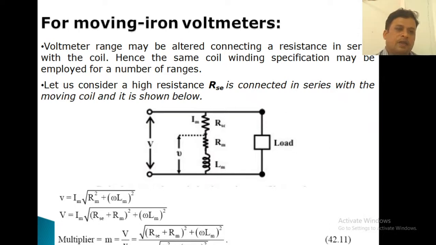Okay, students. As we have seen, these are the things done for moving iron instruments, moving iron voltmeters and moving iron ammeters. To improve the range of these meters, you have to add the resistance in series for the voltmeter, and you have to add the resistance in shunt for the ammeters to increase the range.